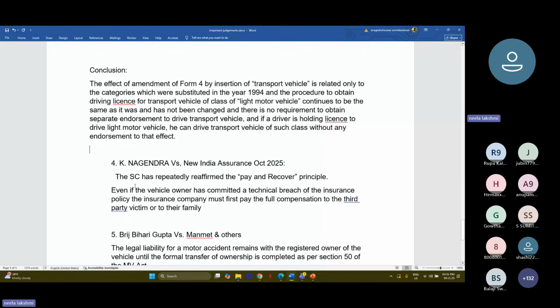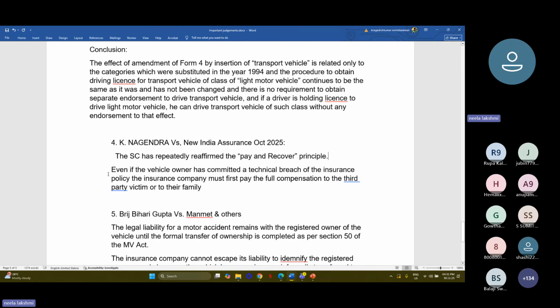Now, a recent judgment: K. Nagendra versus New India Assurance, which was pronounced in October 2025. The SC is repeatedly reaffirming the pay and recover principle. Even if the vehicle owner has committed a technical breach of the insurance policy, the company must first pay the full compensation to the third party victim or their family, and they can recover it from the owner. This is the pay and recovery principle affirmed in Nagendra versus New India Assurance, October 2025.